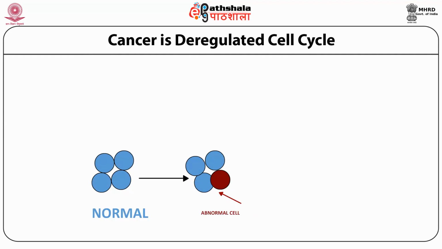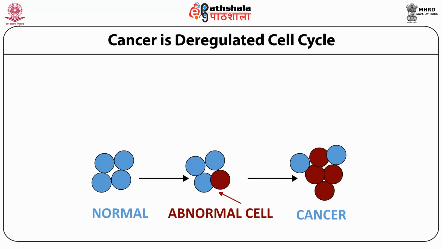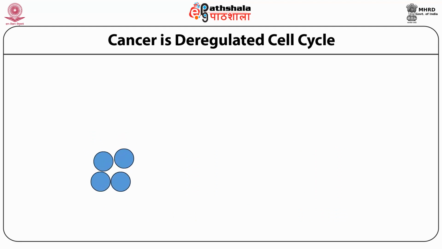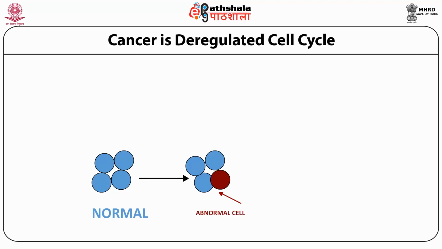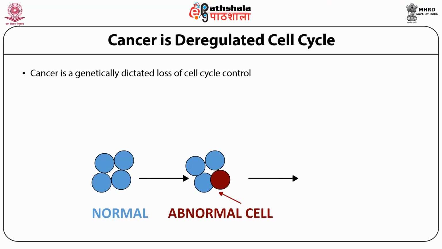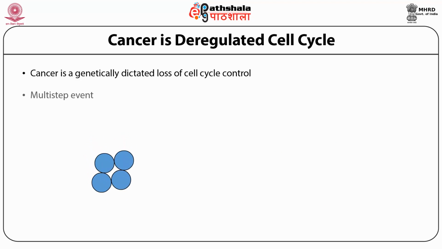Let us understand how cancer is a deregulated cell cycle event. Let us imagine a group of cells in which one cell becomes abnormal and is denoted by a red ball and starts to proliferate uncontrollably. In course of time, the abnormal red cell will take over the population and spread to other parts of the body. Thus, cancer is basically a genetically dictated loss of cell cycle. In fact, the progression of the abnormal cell to become fully malignant involves multiple step events.